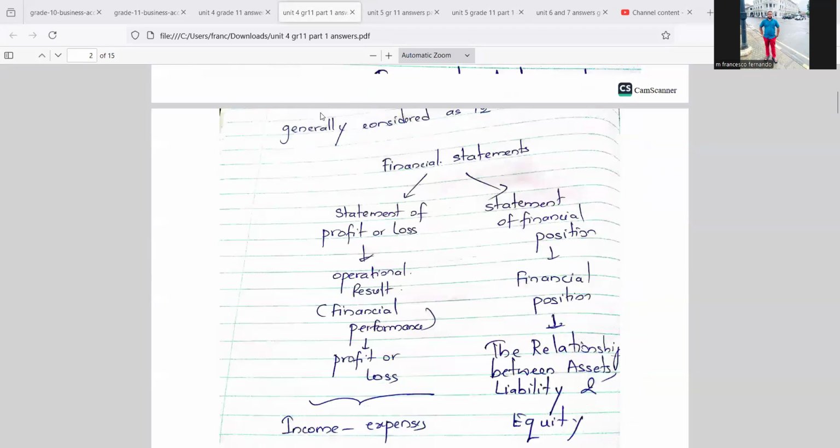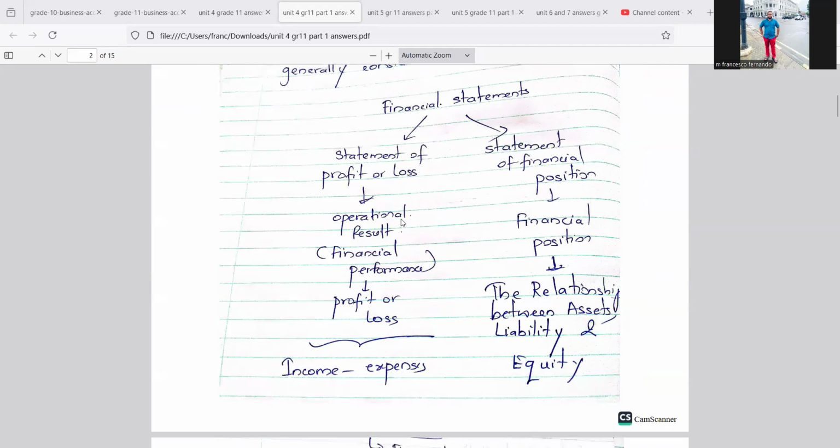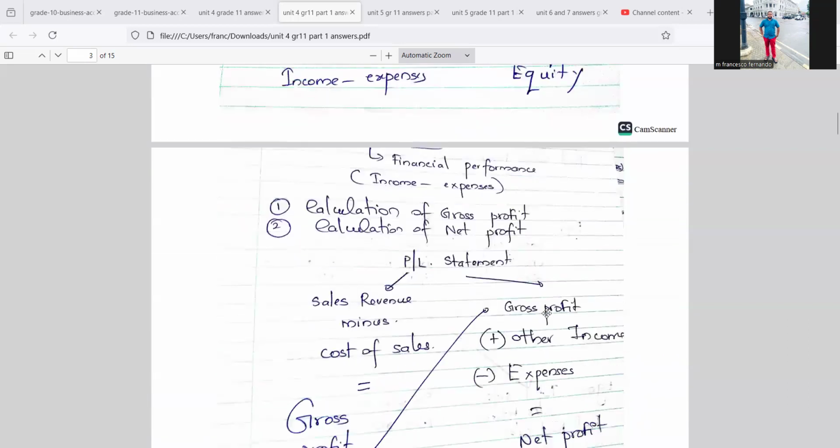Normally the financial statements can be divided into two parts: the statement of profit or loss and the statement of financial position. The profit or loss statement is used to find the financial performance, which is the profit or loss, in other words, income minus expenses. Here we calculate two types of profit, gross profit and net profit. Meanwhile, in the statement of financial position, we are trying to find the relationship between assets, liabilities, and equity.